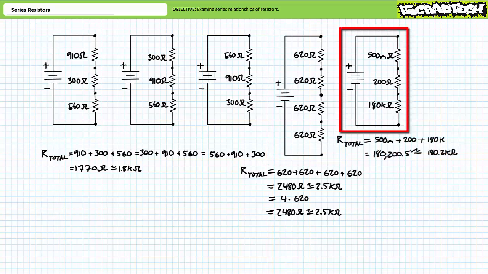Finally, for our fifth circuit, the source sees a summation of 0.5 ohms, 200 ohms, and 180 kiloohms, for a total of 180,200.5 ohms, or more appropriately, roughly 180.2 kiloohms. This example was intended to illustrate two facts. One, that the largest resistor in a series relationship, in this case the obscenely large 180 kiloohm resistor, seems to dominate the whole relationship, and two, the smallest resistor in this series relationship, in this case our minuscule 500 milliohm resistor, or 0.5 ohm resistor, seems to get lost in the noise.